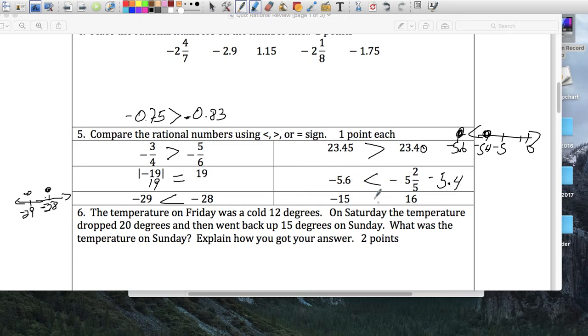Negative 15 and positive 16, this is obviously smaller. Okay. All right.